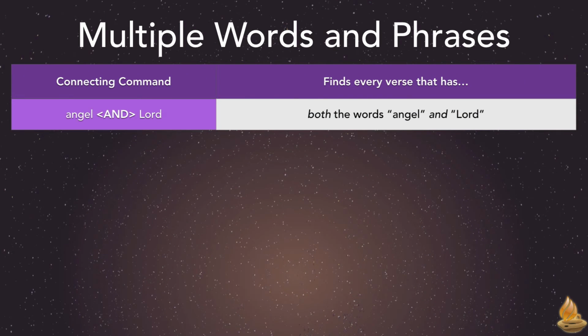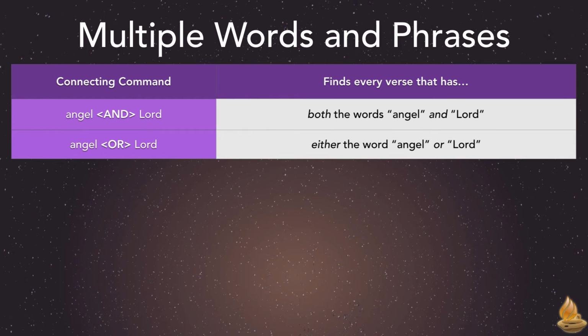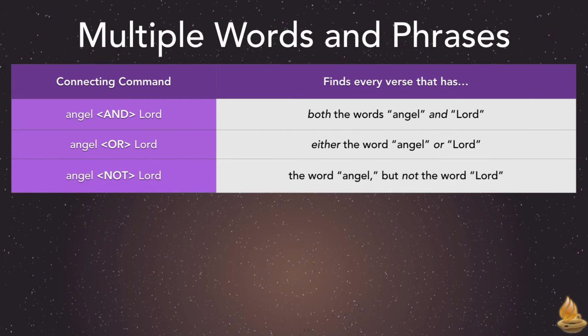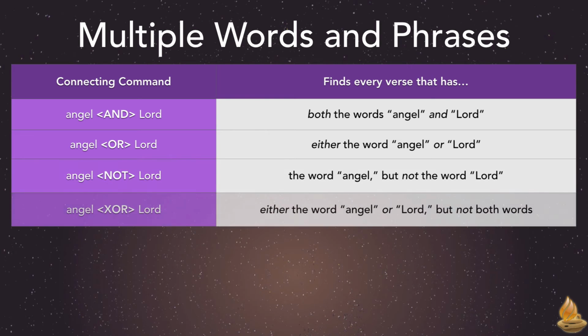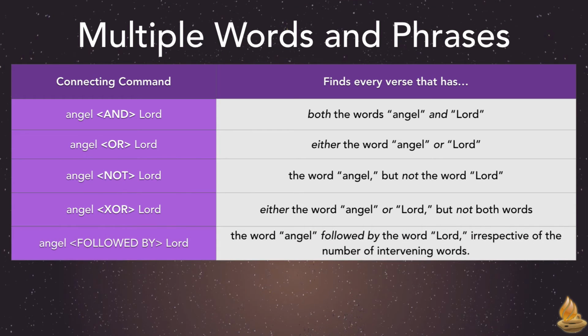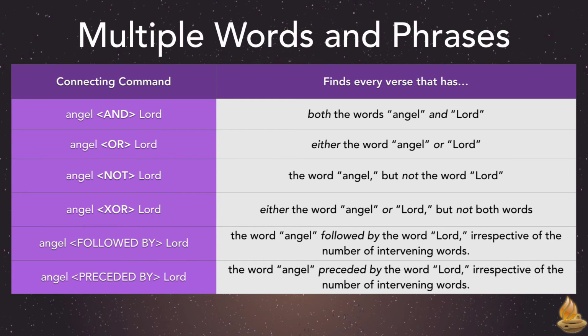Angel and Lord finds every verse that has both the words angel and Lord. Angel or Lord finds every verse that has either the word angel or the word Lord. Angel not Lord finds every verse that has the word angel but not the word Lord. And Angel X or Lord finds every verse that has either the word angel or the word Lord but not both words. Angel followed by Lord will find every verse where the word angel is followed by the word Lord, irrespective of the number of intervening words, while preceded by finds every verse where the word angel is preceded by the word Lord, irrespective of the number of intervening words.